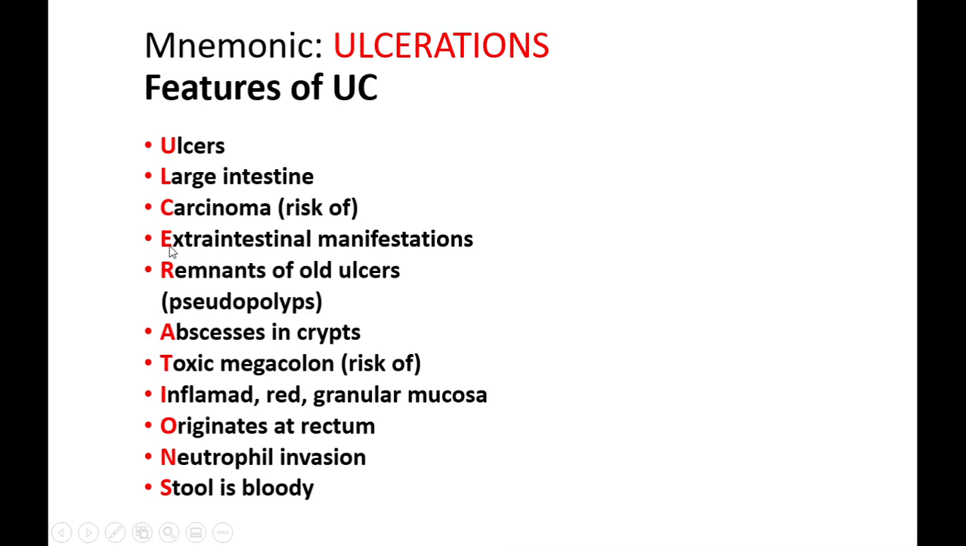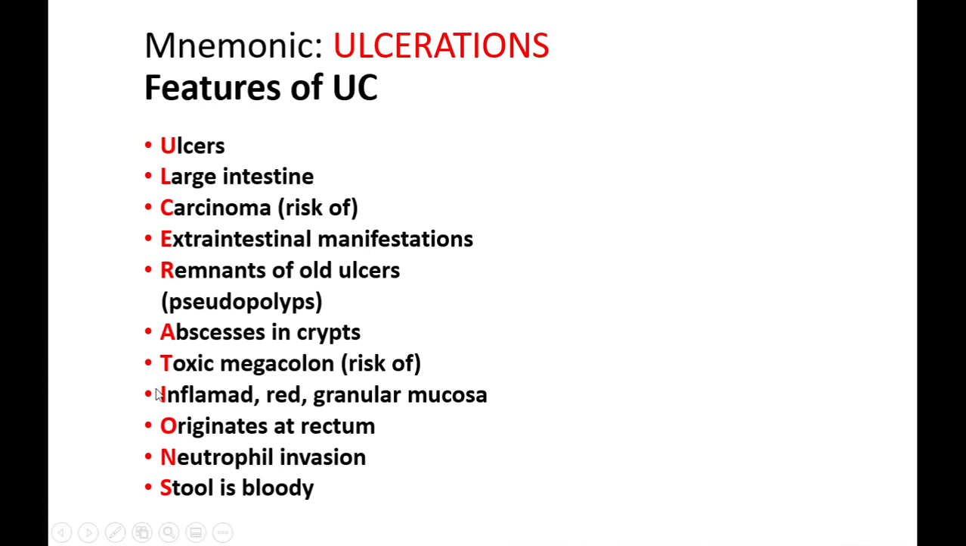Extraintestinal inflammatory manifestations of inflammatory bowel disease, including polyarthritis, ankylosing spondylitis, uveitis, and skin manifestations. Also, pseudopolyp formation, which are remnants of old ulcers, and crypt abscesses, a collection of neutrophils within the crypt of Lieberkühn, and toxic megacolon. That is a rare complication of ulcerative colitis with increased incidence of rupture and septic shock.